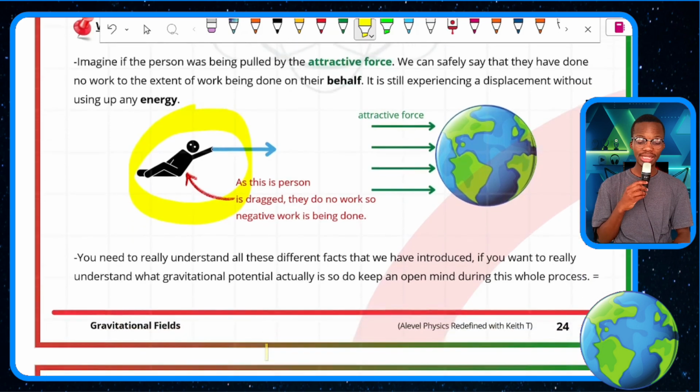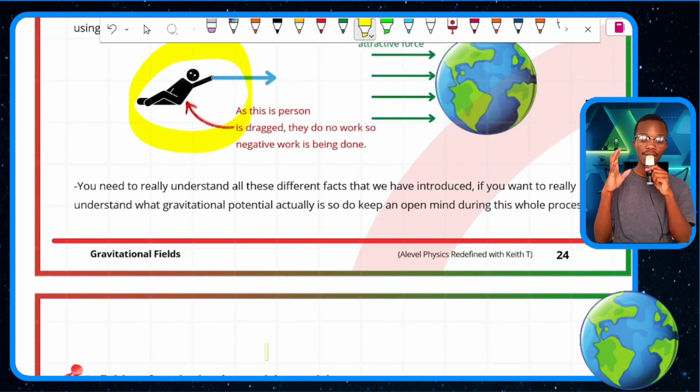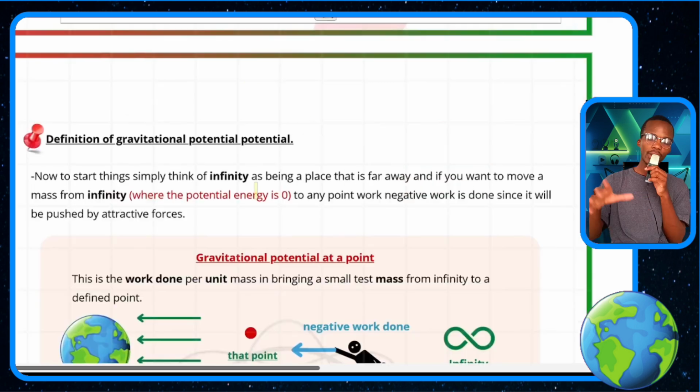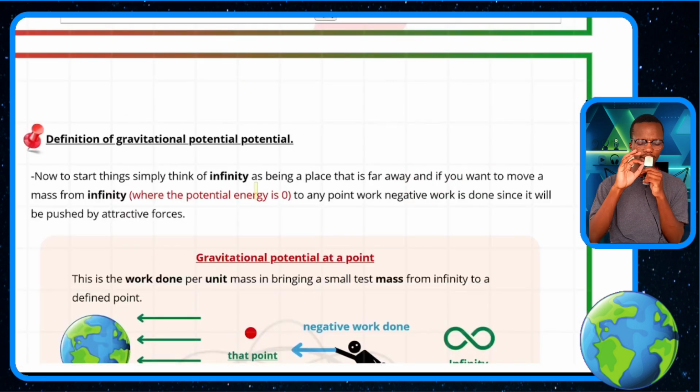Okay, so you need to understand all these different facts that we've introduced if you really want to understand what gravitational potential actually is. We're going to start off moving from infinity. So the assumption starts from infinity. Now, don't be confused. What is infinity? What's going on? Think of infinity as a place far, far, far away, right?